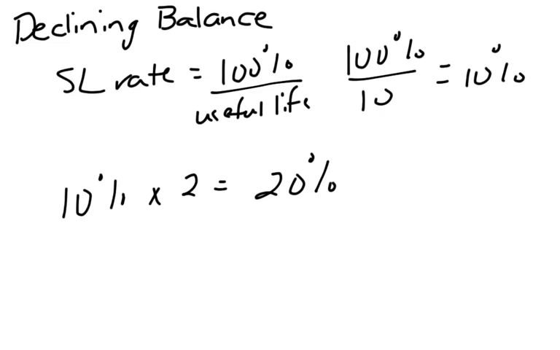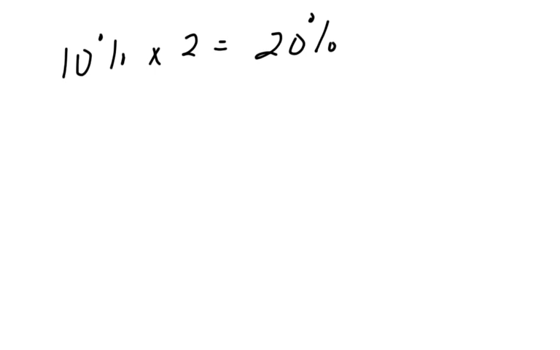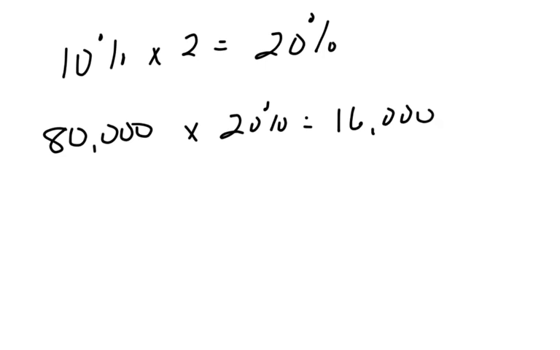With the declining balance, we're going to take that rate and multiply it by the current book value each time. So again, cost minus accumulated depreciation. So for the first year, our cost was $80,000. We don't have any accumulated depreciation yet because we haven't depreciated anything. So we'd take the $80,000 and multiply that by 20%. That's going to give me $16,000. So that's going to be our depreciation expense for the year. That'll be the amount of our adjusting entry. And at the end of the first year, that'll also be the amount that accumulated depreciation will equal.